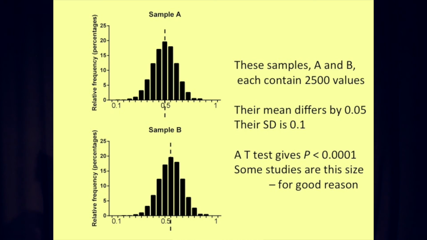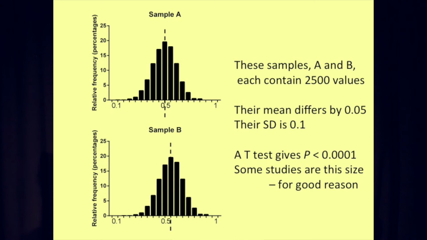Just to bang on about the unreliability of p-values for a moment or two. This was my sample that I showed you before, 2,500 values. This is another one, slightly different, with mean value slightly shifted, if you like, along this axis. The mean differs here by 0.05, the SD is 0.1, and if you do a t-test using all those numbers, you get a satisfactorily small p-value because you've got a nice big sample size.